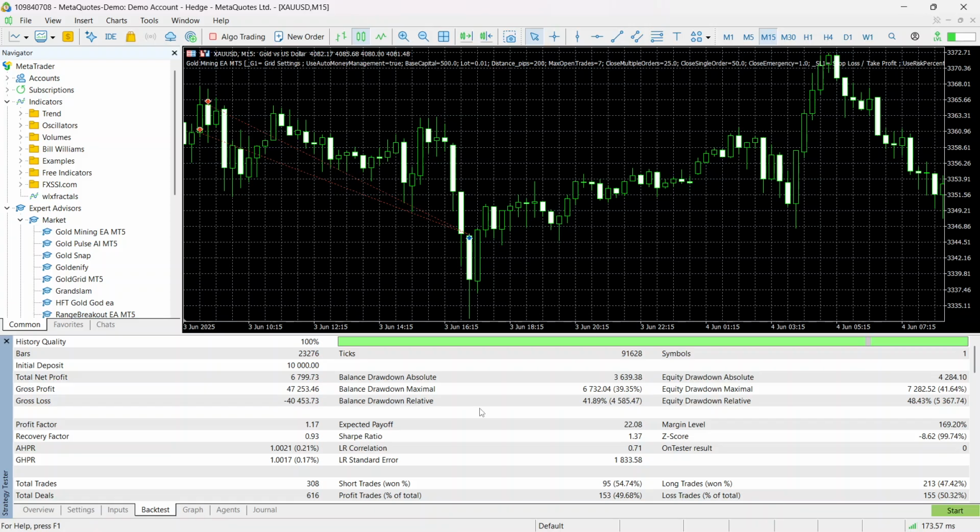Honestly, the protection sounds good on paper. Reversal freeze, progressive targets, equity stops, and all that. But in live trading with real slippage, spreads on gold, and news surprises, they can only do so much.